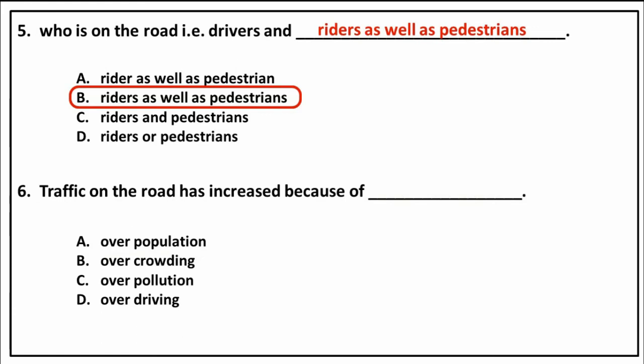Traffic किस चीज़ की वजह से बढ़ गई है? ओवर पॉपुलेशन की वजह से, ओवर क्राउडिंग की वजह से, ओवर पोल्यूशन की वजह से, या ओवर ड्राइविंग की वजह से? So, what do you think the correct option will be? This is very simple, very easy. आबादी के बढ़ती हुई रुझान की वजह से ट्रैफिक बढ़ गई है रोडों पे. So traffic on the road has increased because of over population, not over pollution, but over population. So option A is the correct answer.